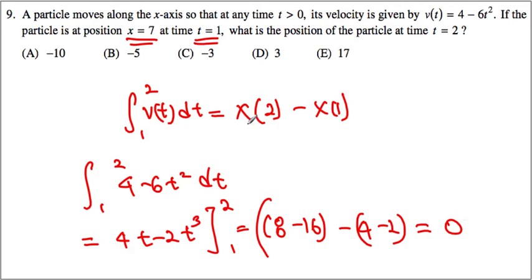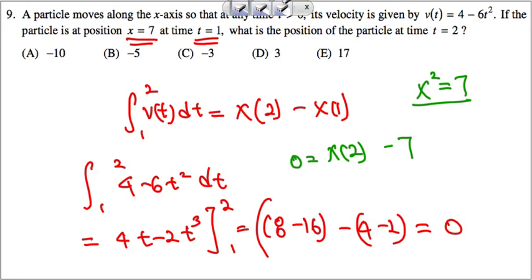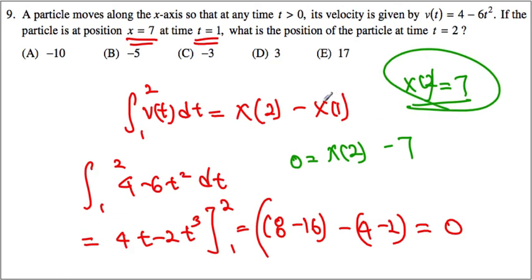Then what is x of 1? x of 1 was, in fact, equal to 7. So if I have to rewrite this one, then the equation could have been 0 equals x of 2, which we are looking for, minus 7. So therefore, x of 2 must be equal to 77. Oops. x of 2 must be equal to 7, therefore.